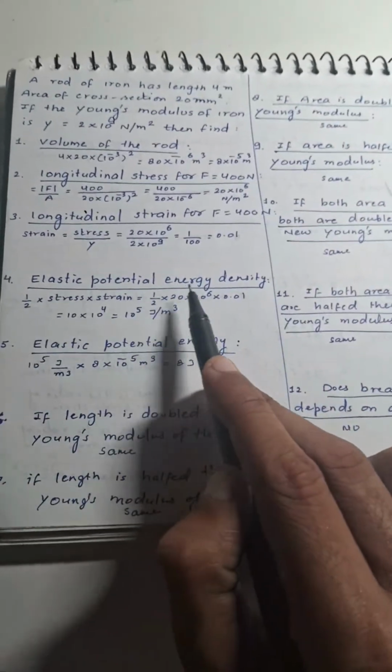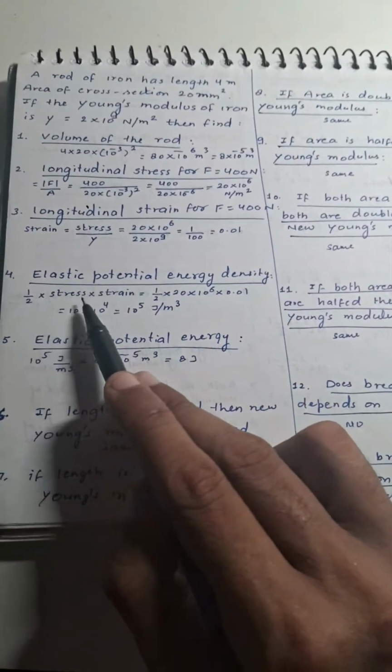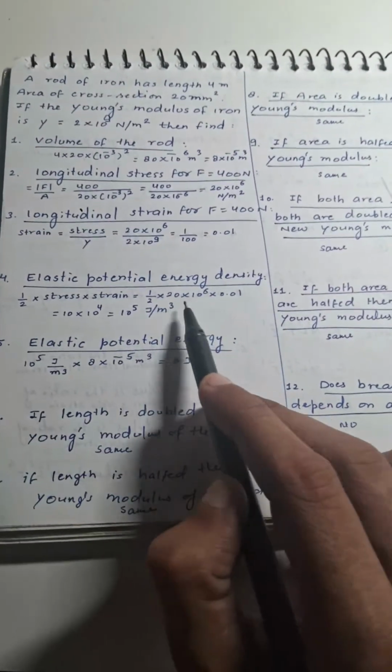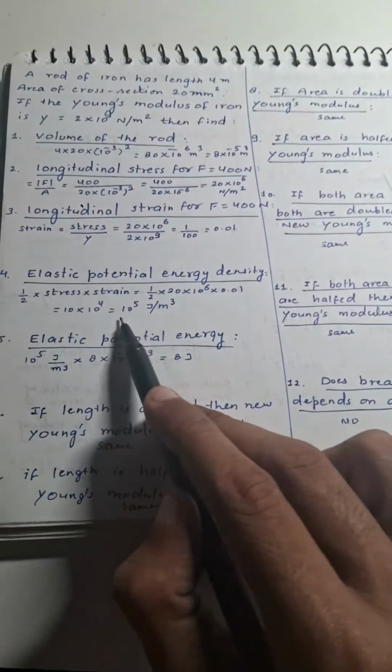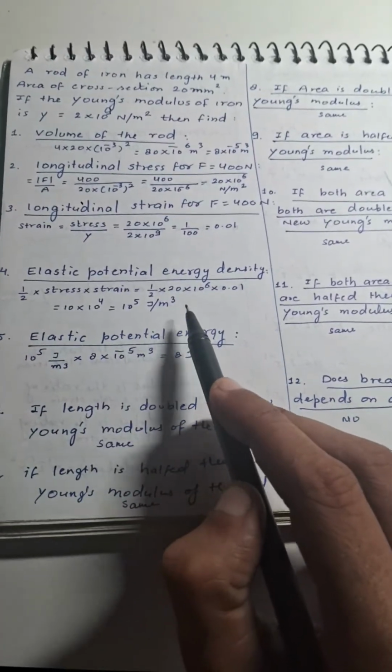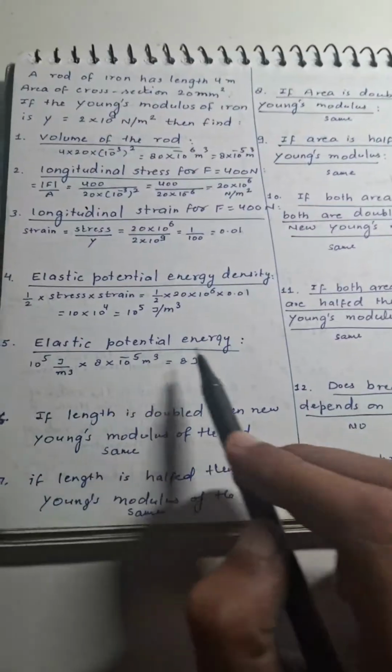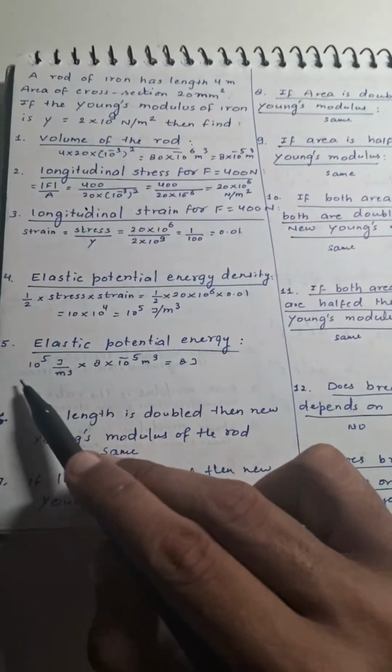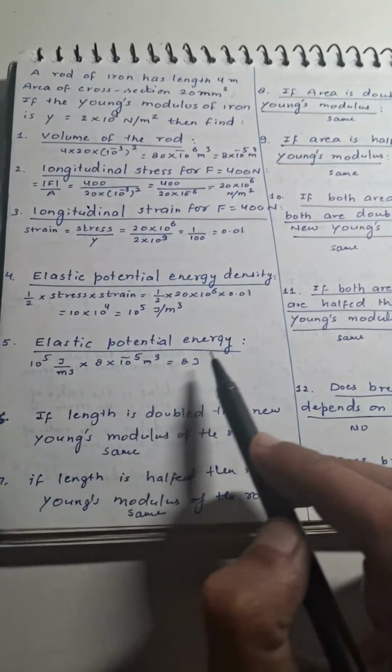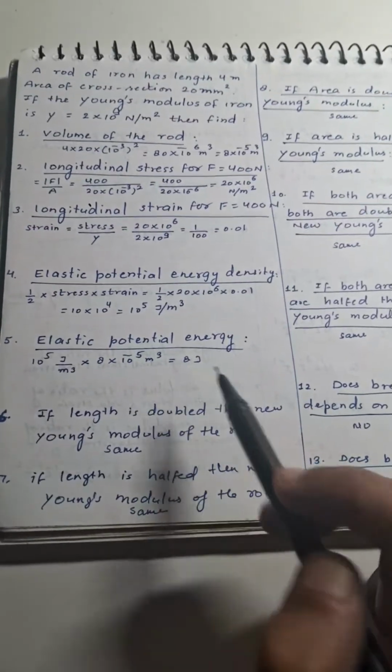Then is the elastic potential energy density. It is half into stress into strain. Stress is this, strain is this. After calculations, it comes out to be 10 to the power 5 joule per meter cube. Then is the elastic potential energy. It is elastic potential energy density into volume. After calculations, it comes out to be 8 joule.